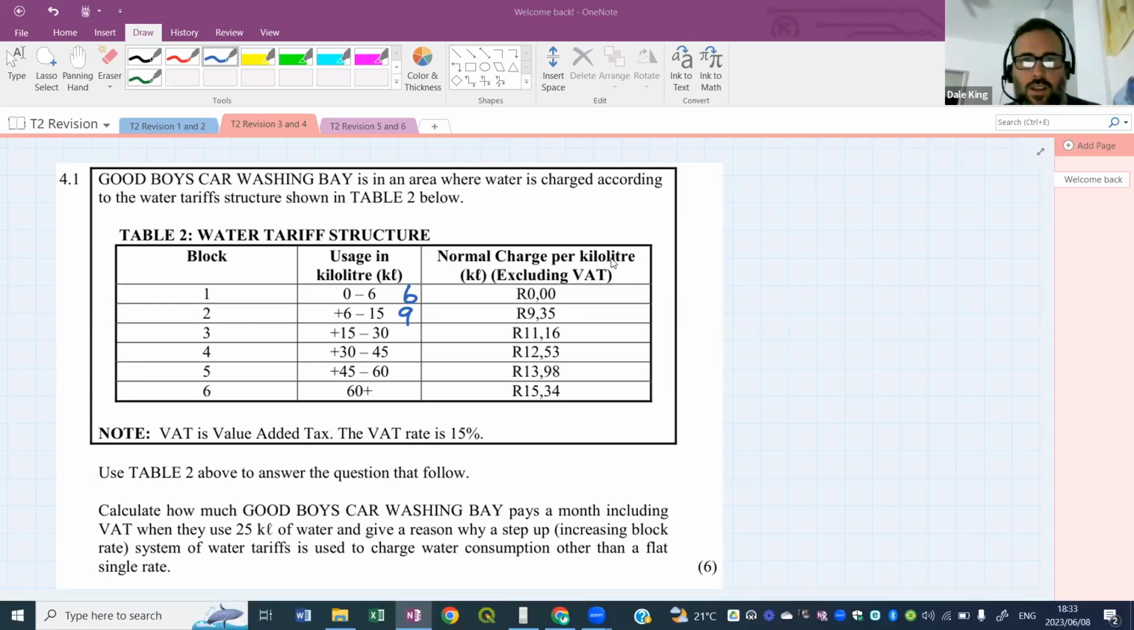Yes, sir. Why do you say 10? How are you getting 10? I'm getting 10 because it says the kiloliter starts from 6. So you count from 6 all the way to 15. So it's 6, 7, 8, 9, 10, 11, 12, 13, 14, and 15. So the total is 10. The thing is, what they did is that they said 15 minus 6, meaning they're already excluding the 6. And the 6 is part of the kiloliters.